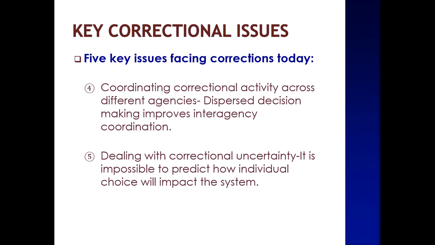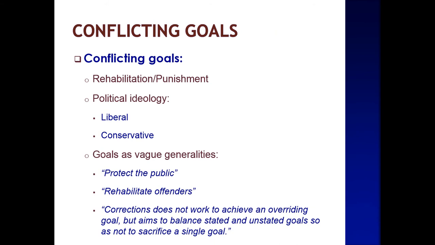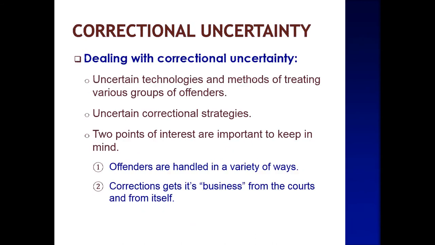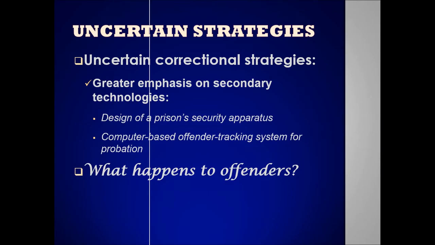And then one of the last issues is dealing with correctional uncertainty. It's impossible to predict how individual choice will impact the system. I think you just need to read that section in your textbook, and if you have questions, I'll be happy to answer them through email, course messages, via phone in my office, or even in the discussion boards as well. So I'm not going to get into real depth about those conflicting goals. I want you to read that and contemplate it: the funding, the bureaucracy, the coordination, the uncertainty, etc.